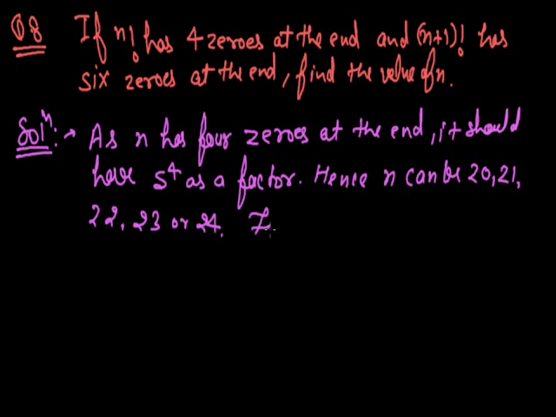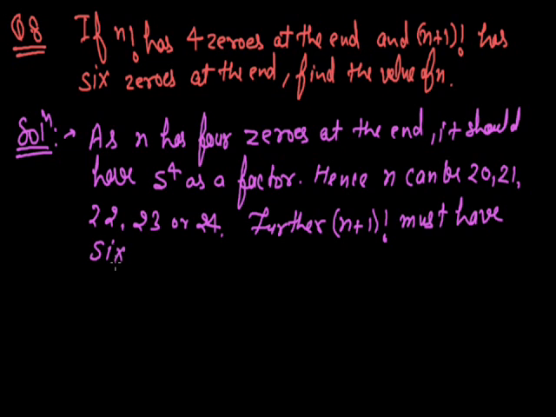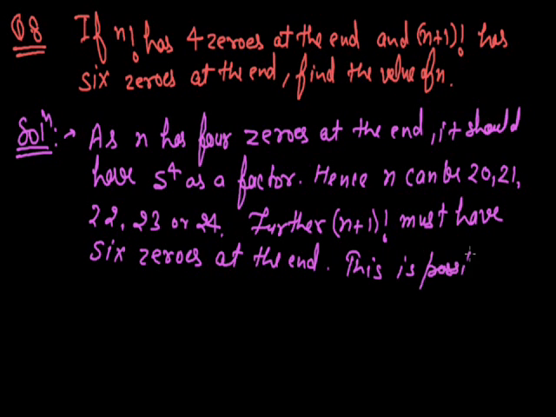Now further, we have that n plus 1 factorial must have 6 zeros at the end. Now this is possible if n plus 1 is equal to 25, because there isn't any number less than 25 which has 6 zeros at the end. So n plus 1 should be 25, or we can say from here that n is equal to 24.